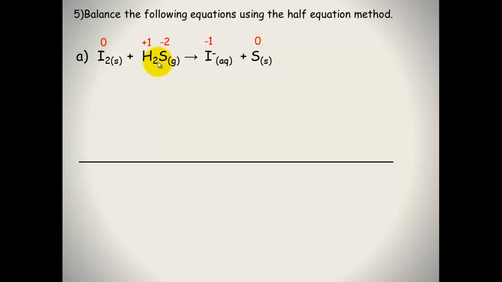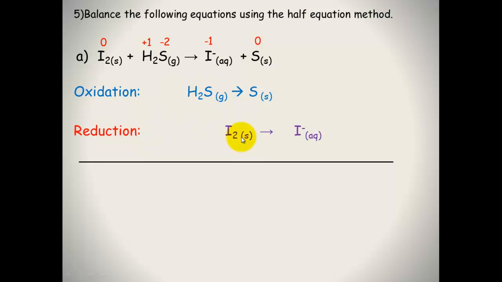Now we need to look at what's increased in oxidation number and what's decreased. So if we have a look here, iodide has decreased in oxidation number, so this must be the reduction half equation. The other one has to be the oxidation half equation, and you can see here it is because sulfur is increased in oxidation number. So your oxidation half equation is this, and your reduction half equation is this here. Great.